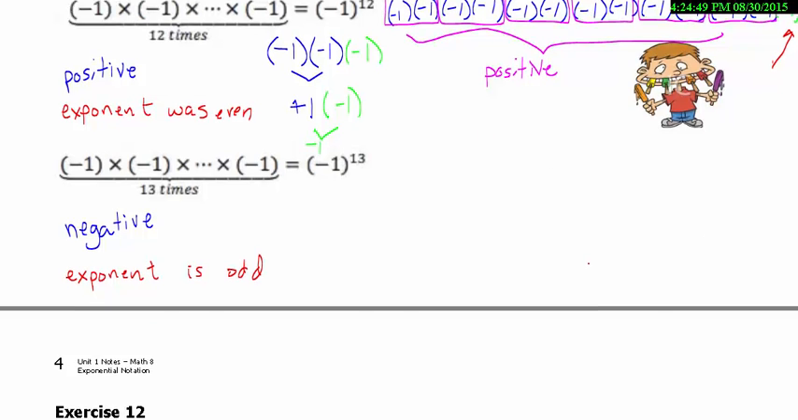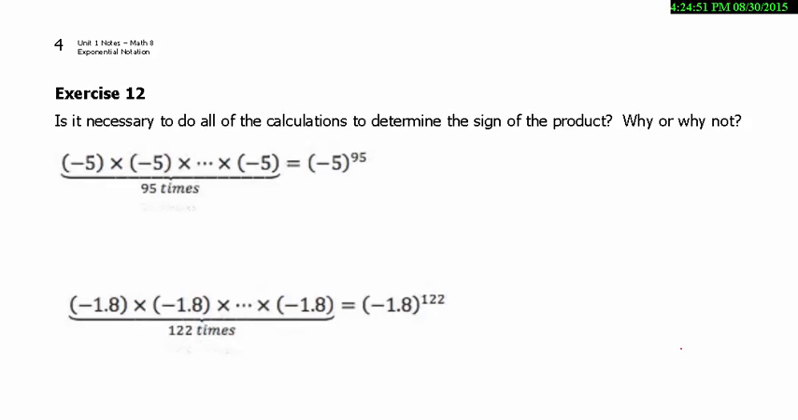So let's scroll down to page 4. Number 12, the question asks, is it necessary to do all of the calculations to determine the sign of the product? Why or why not? Well, all I want to know is, will the product be positive or negative? Now, we could multiply negative 5 by itself 95 times, but that would really take a long time.